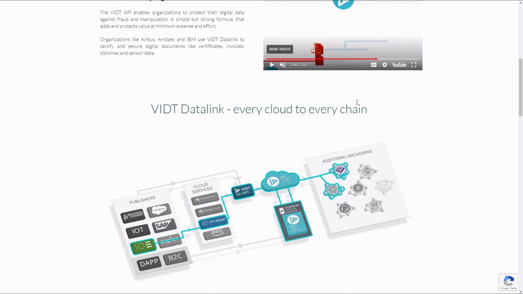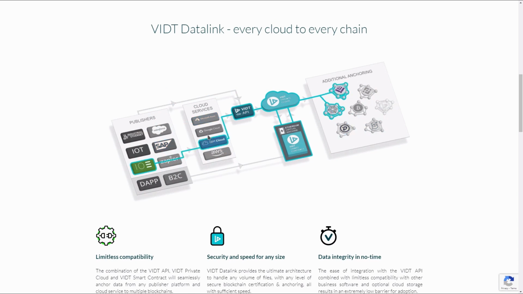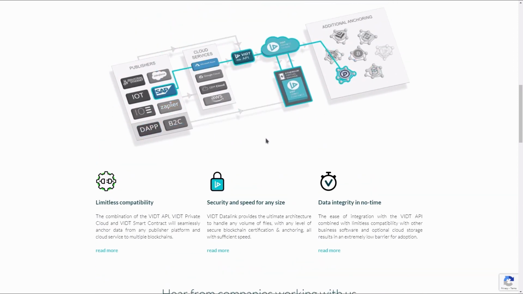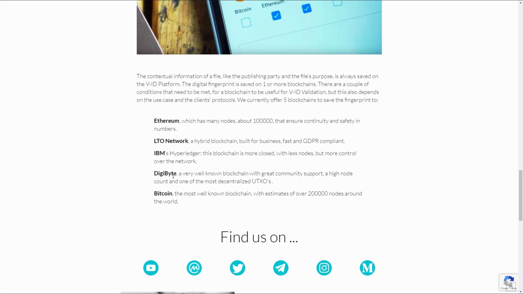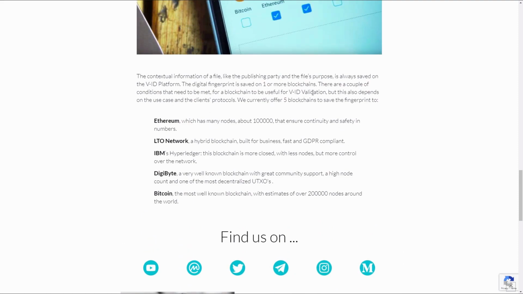The VIDT API is easy to implement, since it can be integrated with the largest cloud services out there, such as Amazon Web Services, IBM Cloud, Google Cloud, and Microsoft Azure. Organizations also have the option to pick between 5 blockchains to store the fingerprints on, and the offered blockchains are Ethereum, Bitcoin, Digibyte, IBM's Hyperledger, and the LTO network, so the fingerprint can be stored on millions of nodes. And lastly, the fees associated with verifying a document are covered by the validation wallet.